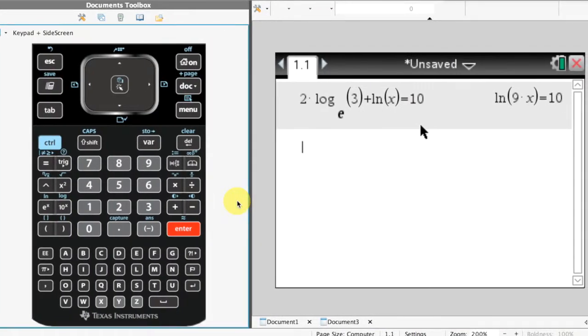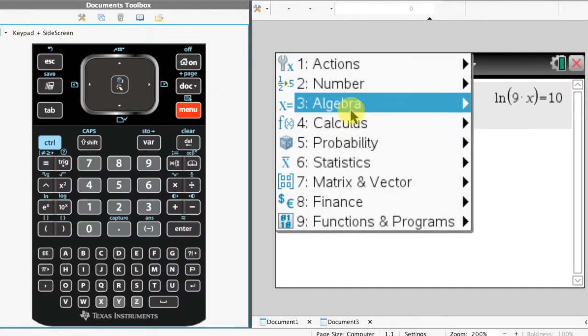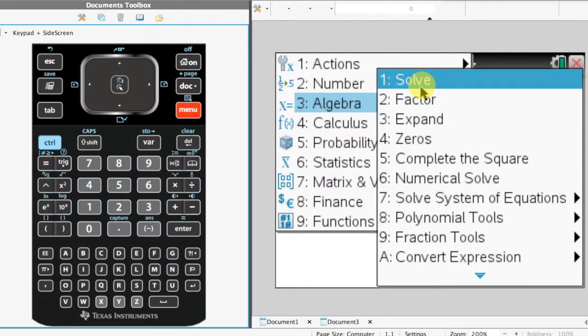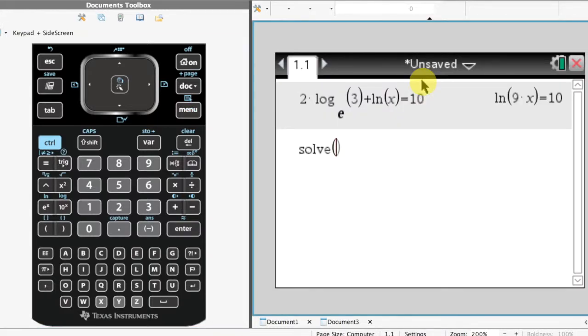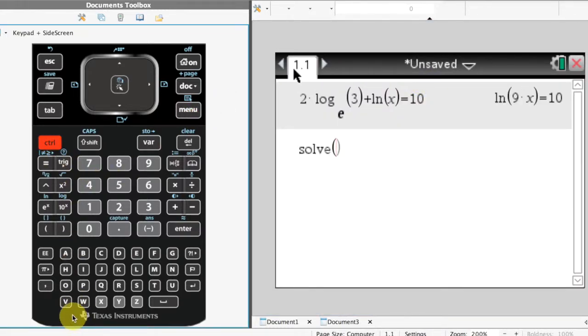Now, of course, we had to solve, so just to show you, I'm just going to copy that expression. And now go menu, algebra, and solve. Then Control V to paste it, and I'm solving for x. So just hit enter, and there's my solution: e, Euler's number, to the power of 10 divided by 9.